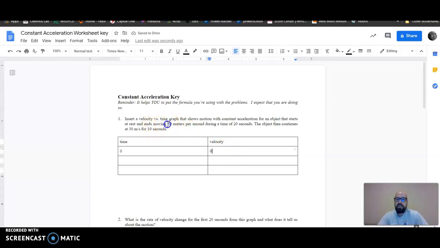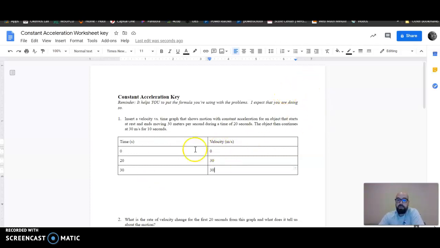And then it ends up moving at 30 meters per second during a time of 20 seconds, and it had accelerated to that. So at time zero, it was going zero, and then it sped up in 20 seconds, so a time of 20, to end up at 30 meters per second. And I should add some units to these. Velocity is in meters per second, and time is in seconds. Then it says it continues at 30 meters per second for 10 more seconds, so a total of 30 seconds, and it's still going 30. So it's speeding up and then staying at that speed. You've got to get that mental picture. If you were able to come up with those points, then I think that makes graphing it pretty straightforward.